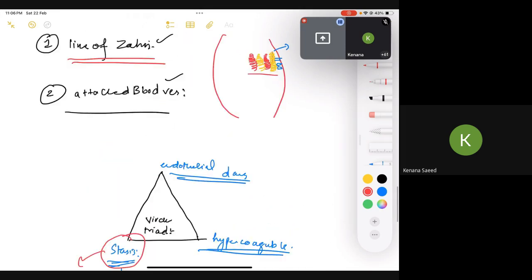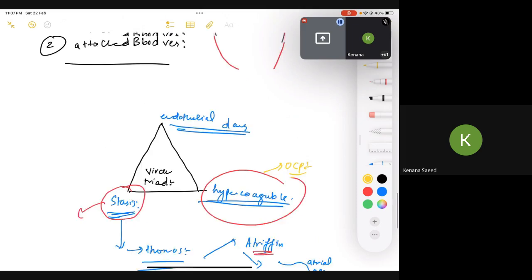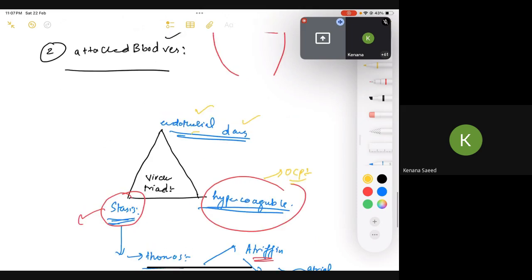You have another UWorld MCQ, hypercoagulable state. For example, we know what causes hypercoagulable state. We discussed that using oral contraceptive pills can cause that, right? We have a lot of reasons for that, right? Endothelial damage. We'll be discussing how we can have endothelial damage.